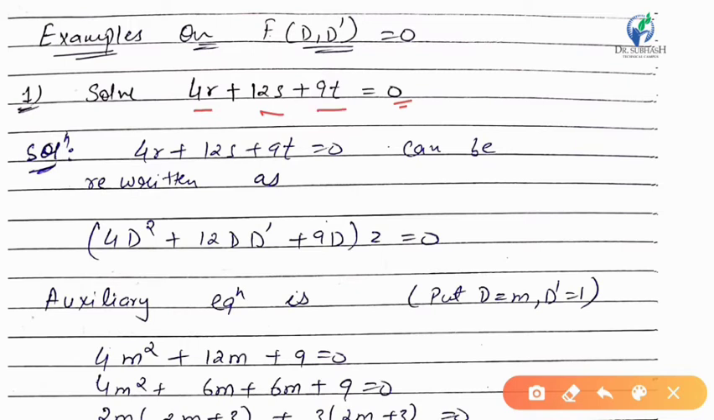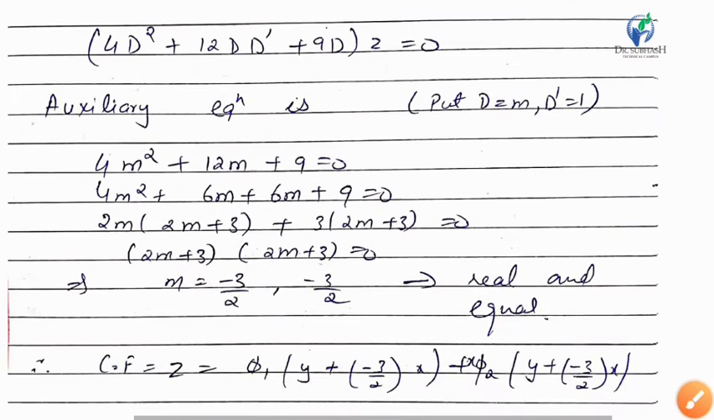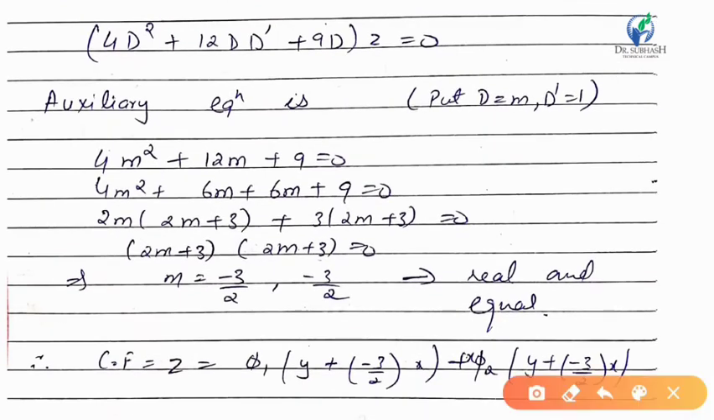This equation can be rewritten as 4D square plus 12DD dash plus 9D dash square z equal to 0. Now first we find the auxiliary equation. The auxiliary equation will be 4m square plus 12m plus 9 equal to 0. We are putting D equal to m and D dash equal to 1.